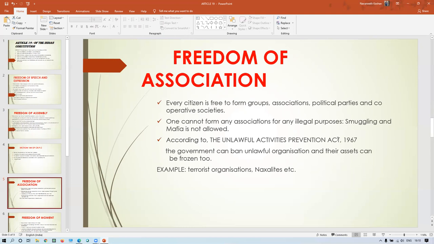According to the Unlawful Activities Prevention Act of 1967, the government has the power to ban unlawful organizations, and their assets can be frozen too. They can walk up to any unlawful association and freeze all their documents. For example, as I said, terrorist organizations, Naxalites, smuggling, mafia, all these are unlawful. You can open a law firm. You can open a tuition center. Those all constitute lawful associations. So this is all about freedom of association.